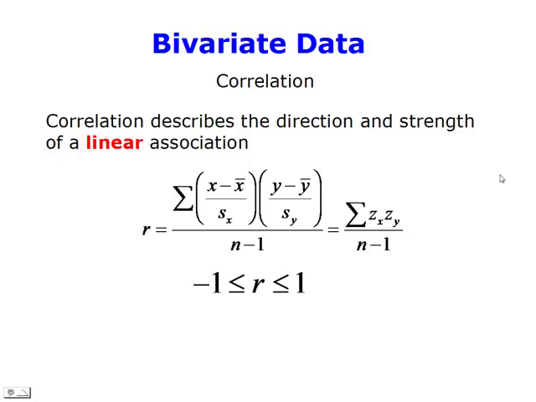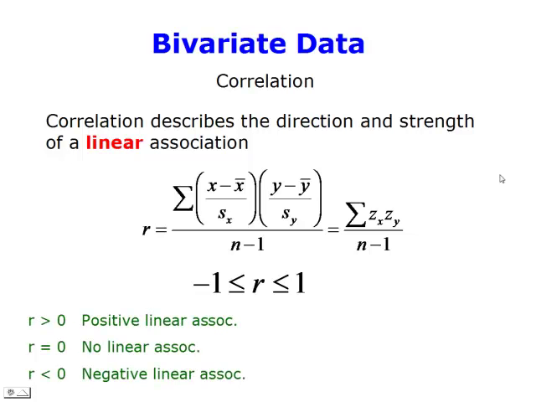Turns out correlation will always be a number between -1 and 1 inclusive. If r is greater than 0, then you have a positive linear association. If r is equal to 0, you have no linear association. And if r is less than 0, then you have a negative linear association.